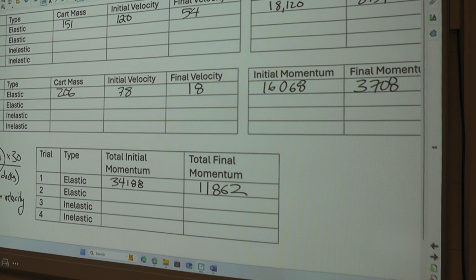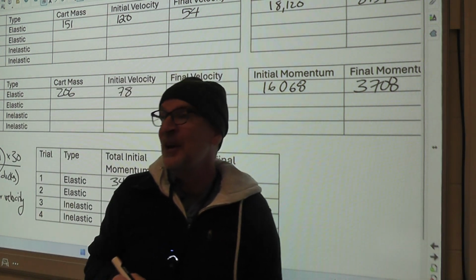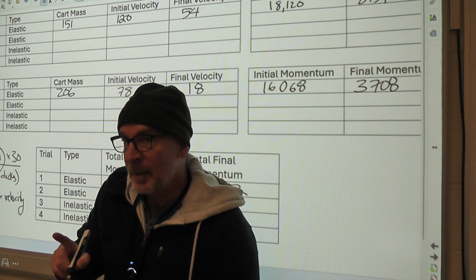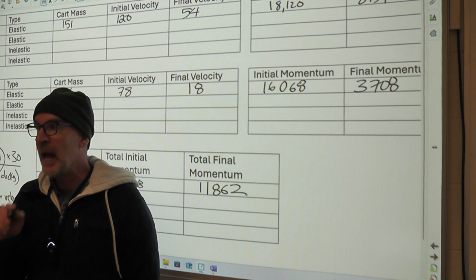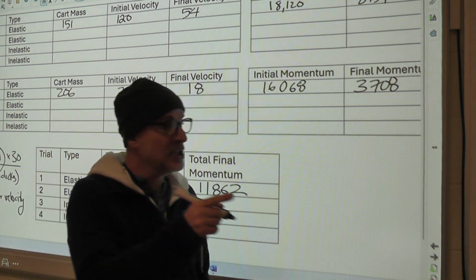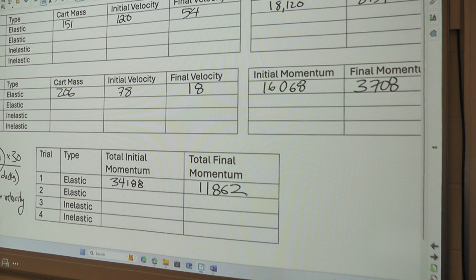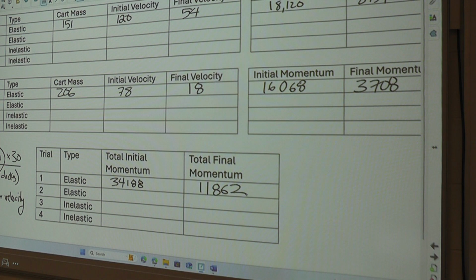Liam? There's no negatives. Is that what you were going to say, Phoenix? Yeah, there's negatives. Is that what you saw too? Yeah, so here's what's crazy about this. Direction matters. Before the collision, these carts weren't moving in the same direction. Wouldn't the final velocity be a negative since it's going backwards? Yeah. So here's what we have to do.